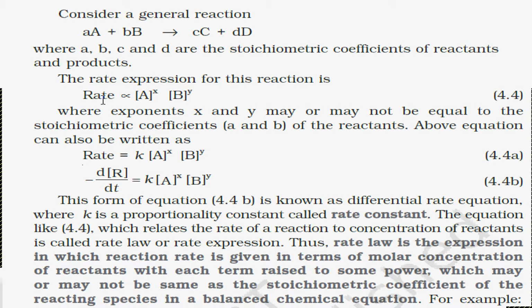Now this equation can also be written as rate is equal to k into concentration of A raised to x into concentration of B raised to y. In order to remove the proportionality sign and put an equal to, we need a constant. Over here we have a proportionality constant which is known as rate constant. This equation is known as rate law, or also rate equation or rate expression, as we read before.